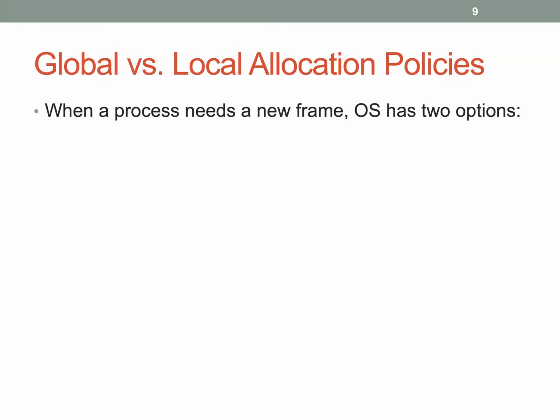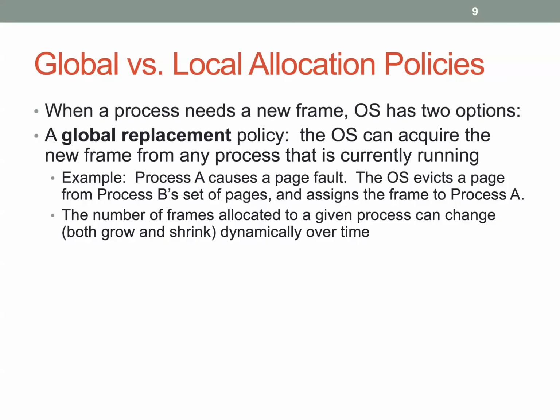Okay, let's see. So a process needs a frame. The OS has two options. It can either take a frame from any process that's running. We call that a global replacement policy. So process A faults, the OS evicts a page from process B's set of pages and assigns the frame to process A. And so a global replacement policy, or a global allocation policy, allows you to increase and decrease the number of frames that a given process, quote unquote, owns or is using.